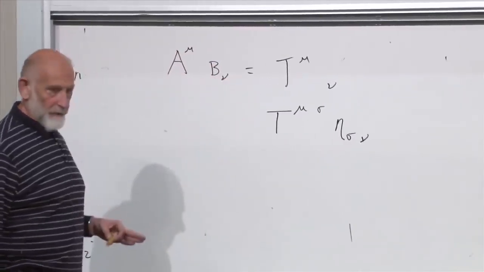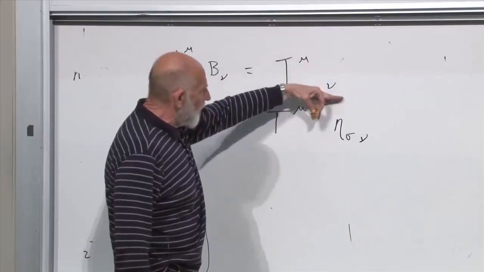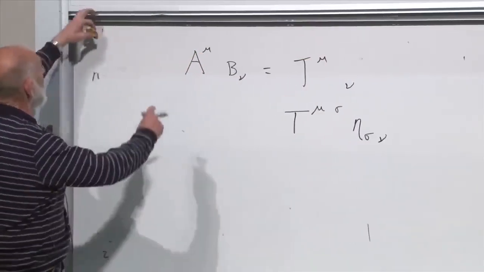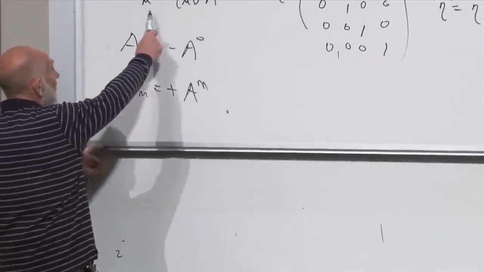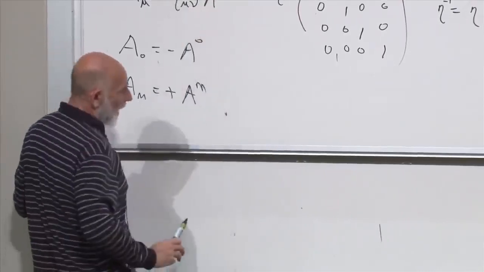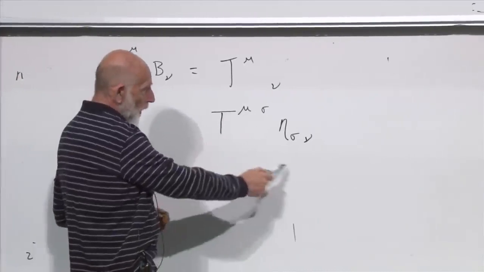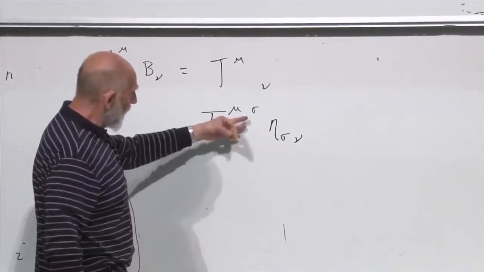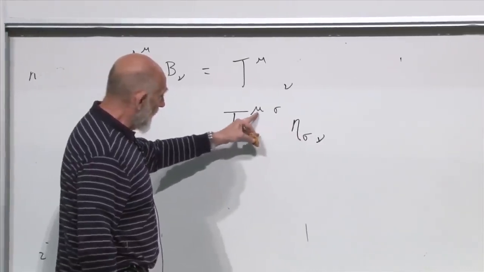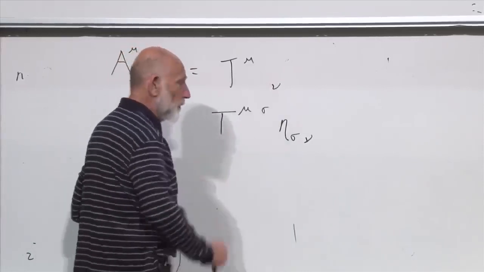To lower an index, to take a tensor and take an index from contravariant to covariant, you multiply. You do it exactly the same way that you do it for a vector. You take that index and you lower it by the operation of eta. So, again, this is a well-formed equation, or well-formed symbol. Sigma is summed over. And this object is T mu nu.